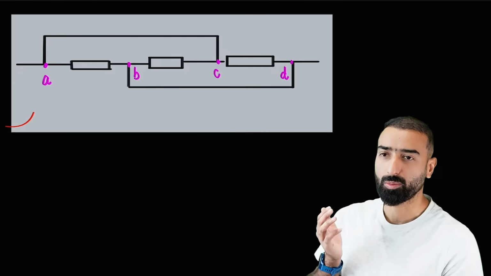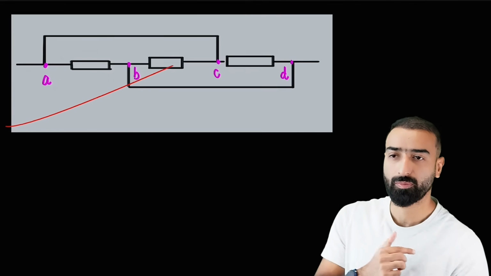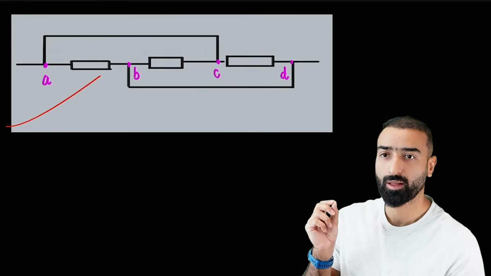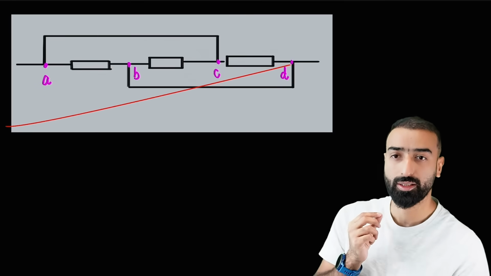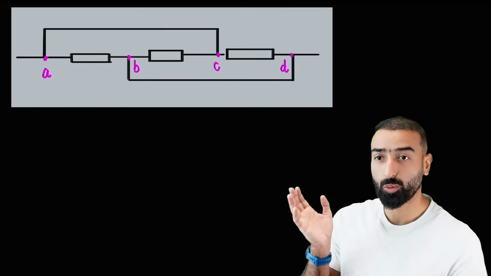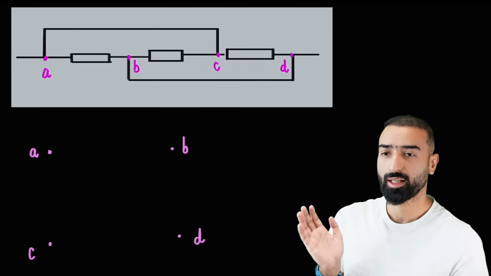To solve this problem, I have labeled 4 points on the circuit. We have point A, point B, point C, and point D. Let's lay out those 4 points over here: A, B, C, and D.